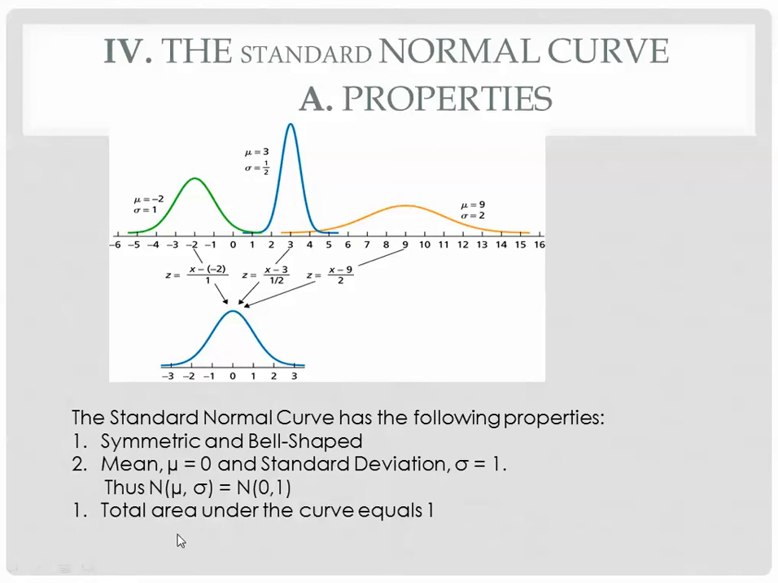So those are the properties. Notice the only distinct property of the standard normal curve is the mean of 0 and the standard deviation of 1. That is the key information about the standard normal curve. In the next video, we'll talk about how to take any normal curve and standardize it so that we can find some of those probabilities of intervals in the distribution.